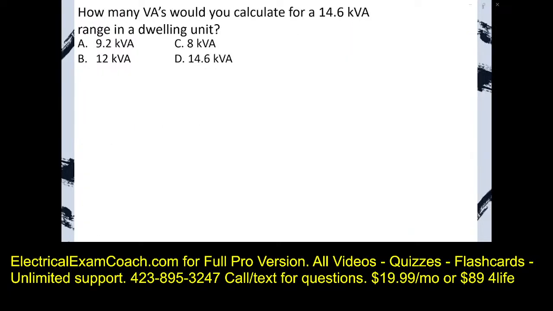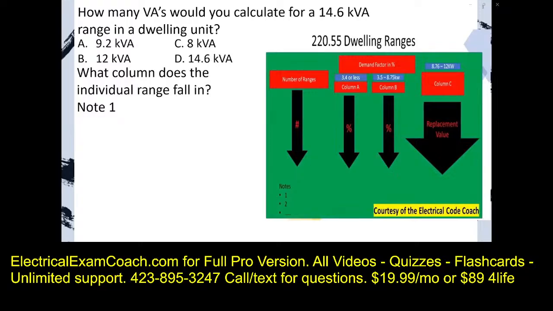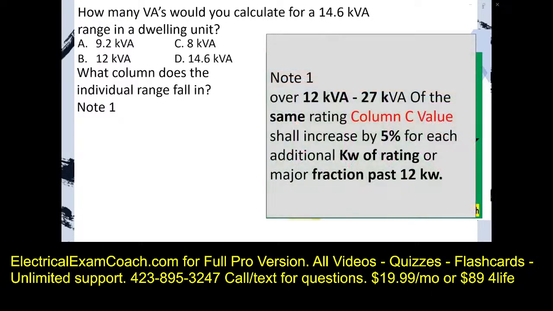How many VAs would you calculate for a 14.6 kVA range in a dwelling unit? Step 1, find out what column our individual range falls in. When we get to column C, we find out that it's only good through 12 kW. When it's over 12 kW, we have to use one of our table notes listed down below the table. In this case, we're going to be using note 1.